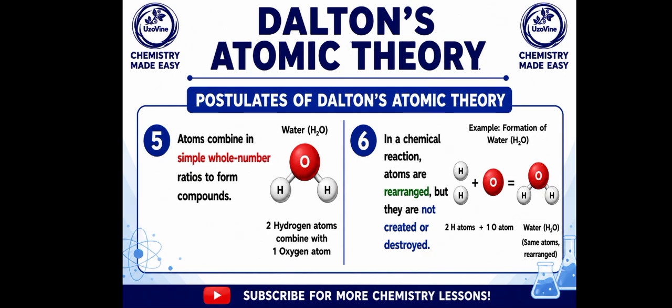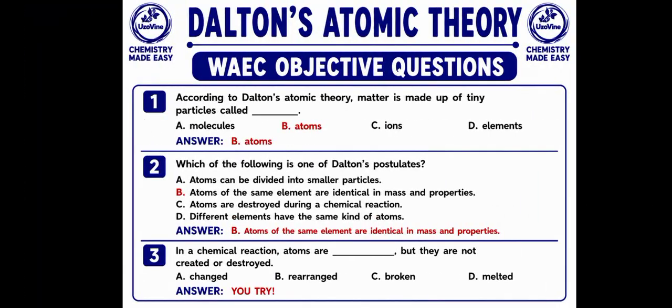Now, before we go, let's take a look at the following questions. Number 1 question, according to Dalton's atomic theory, matter is made up of tiny particles called dash. A, molecules. B, atoms. C, ions. D, elements. The correct answer is B, atoms.